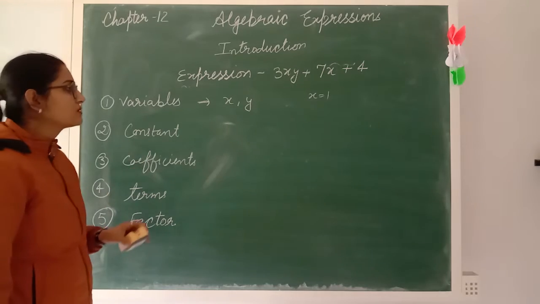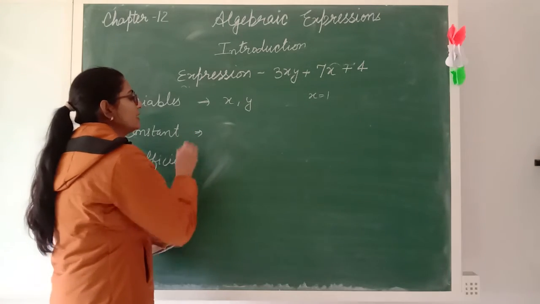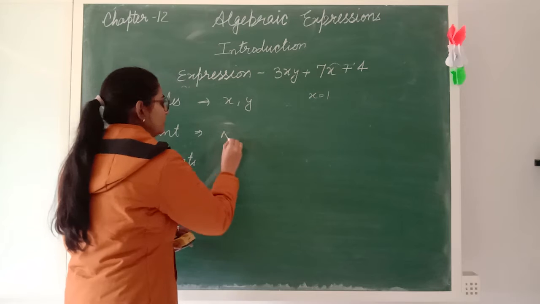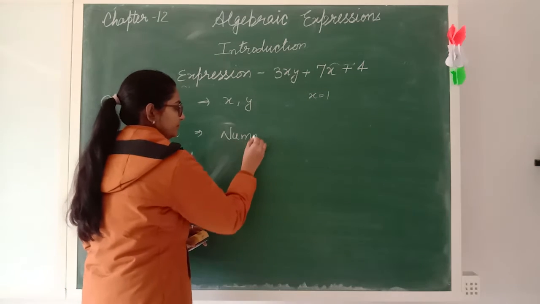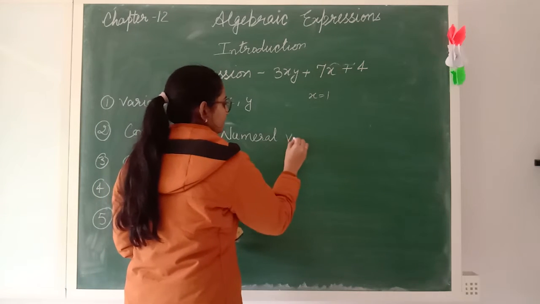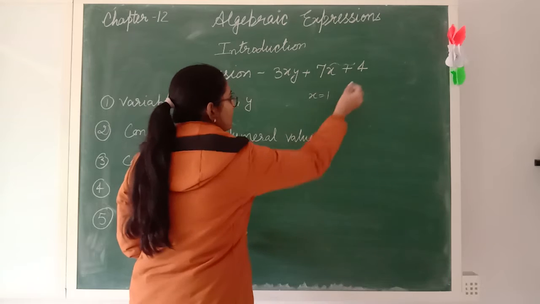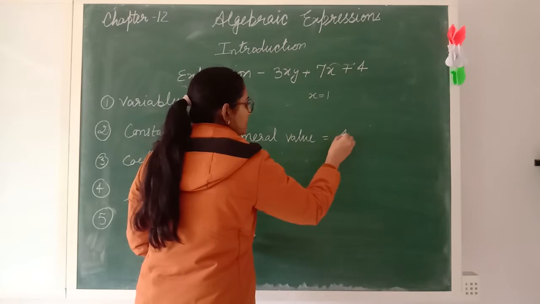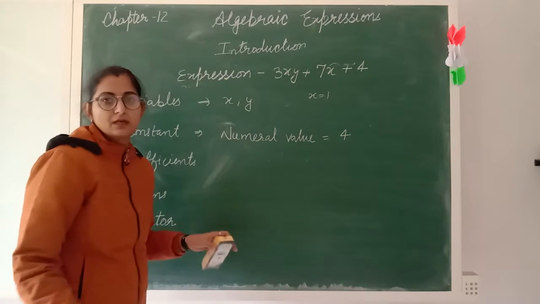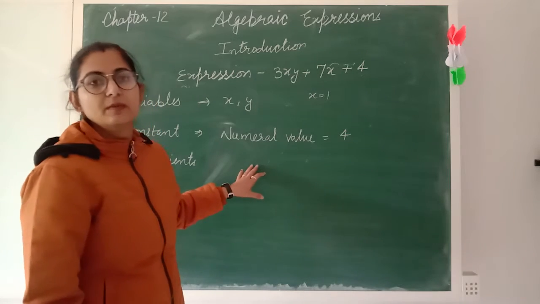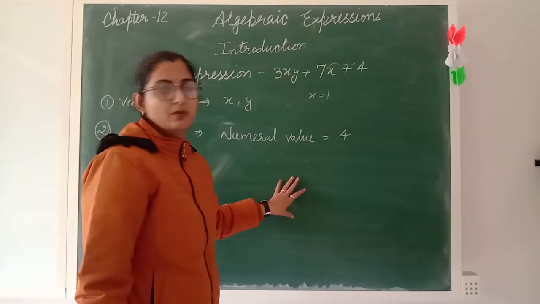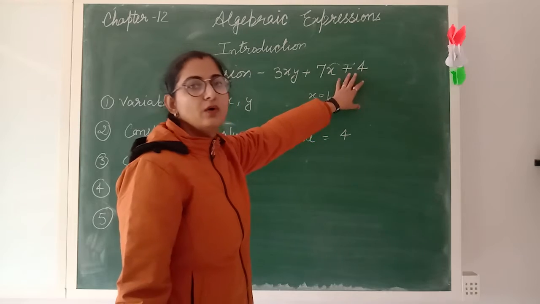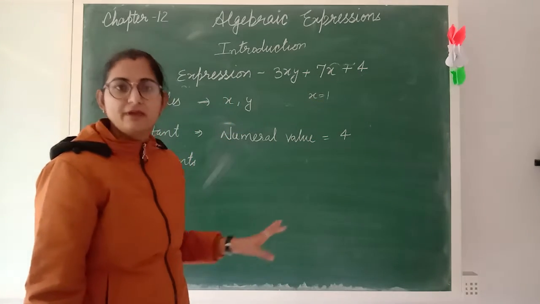Okay, and what is a constant? Only a numeral value, which is 4, without any variable. A term with which no variable is placed. Like 4. 4 is the only numeral value here without any variable.